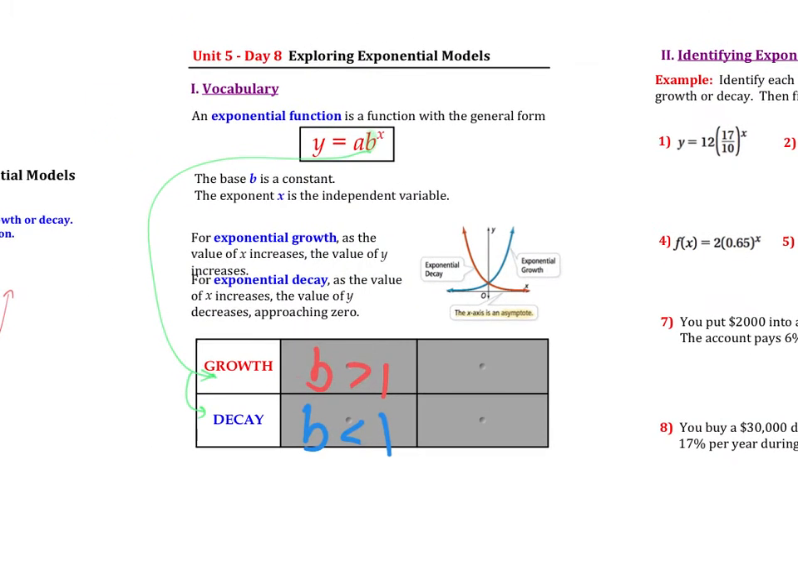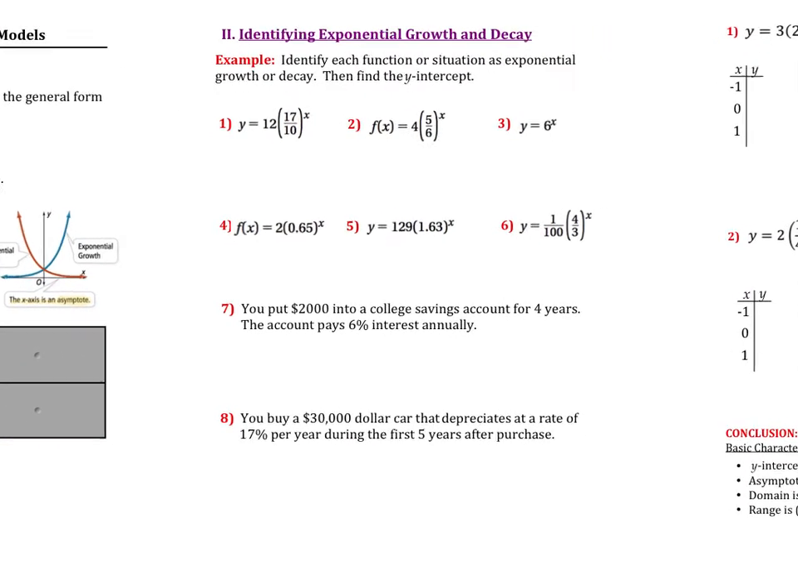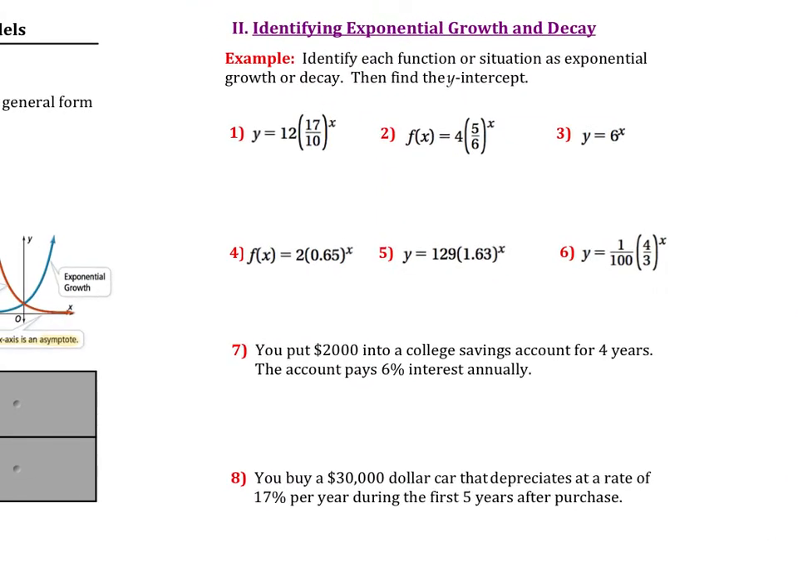All right, so now let's take a look. Here we just want to find if we have something that's growth or decay, and then we also want to find the y-intercept. Let's go first through and identify growth or decay. Growth or decay is going to depend entirely on this b value, if it's bigger than 1 or if it's smaller than 1.